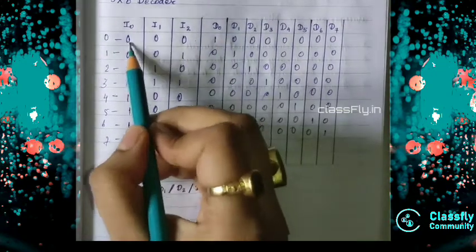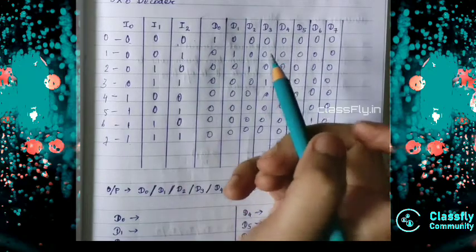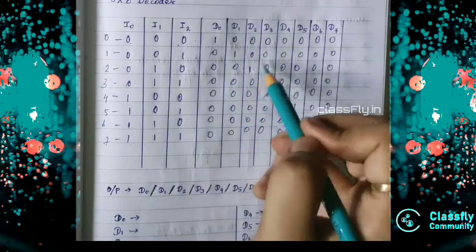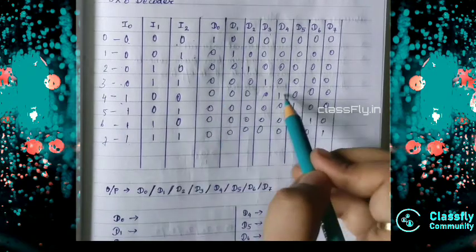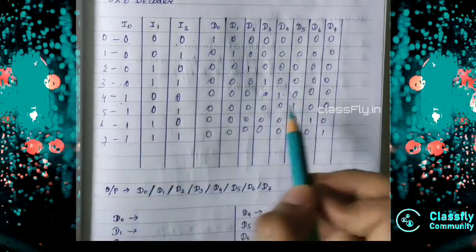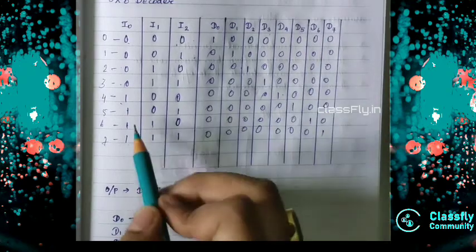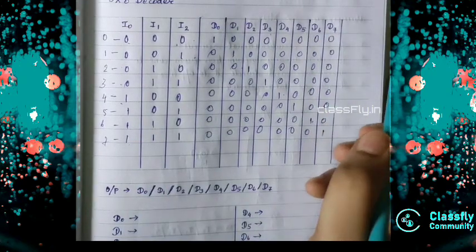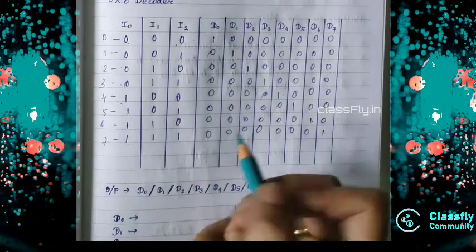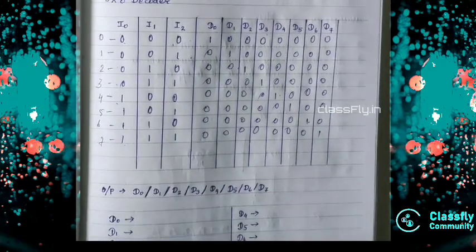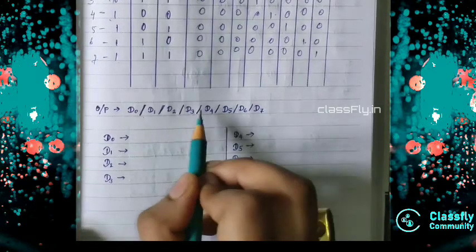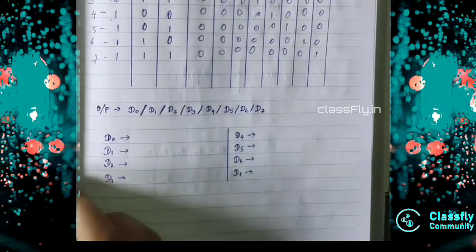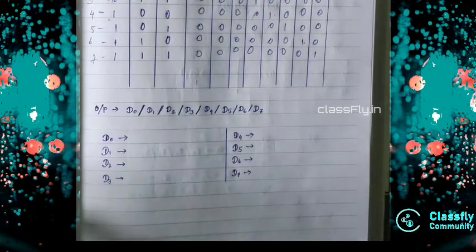That means for the first row my D0 will be activated, second row my D1 will be activated, for the third row D2 will be activated, for the fourth row D3 will be activated, for the fifth row D4 will be activated, for the sixth row D5 will be activated, for the seventh row D6 will be activated, and for the last row D7 will be activated. So what will be my output? It will be D0 or D1 or D2 or D3 and respectively till D7. So according to my input I will get my output.